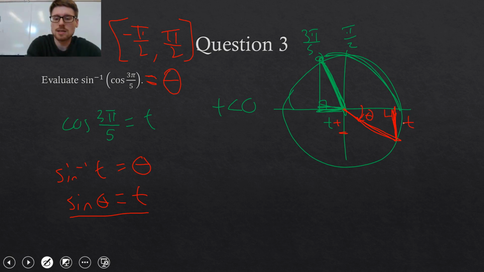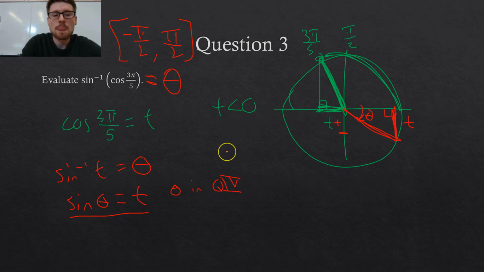Theta is there, and this is t. That is our side t over. Okay, so sine theta is the y, and the y is t. And again, we know this is in quadrant 4. Theta is in quadrant 4, Q4, because that's where the sine is negative, and the angle is from negative pi over 2 to pi over 2. Okay, so we just have to figure out what that angle theta is using our congruent triangle relationships and complementary angles.